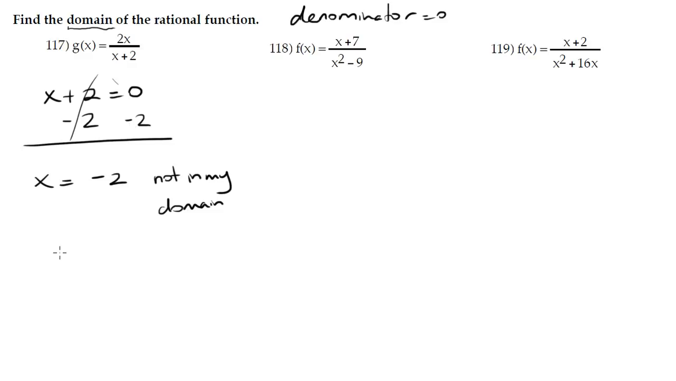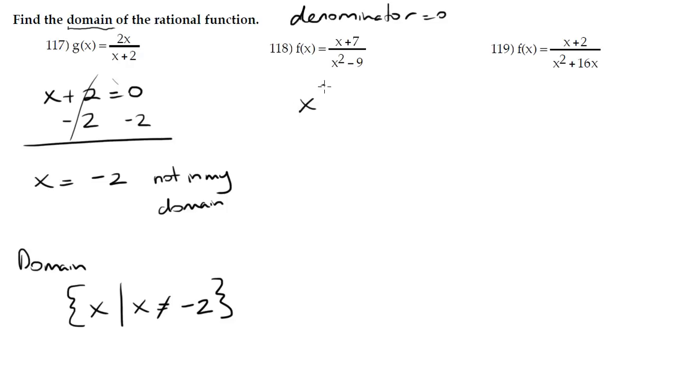So the way I would write that is my domain is the set of all x values such that x does not equal negative 2. That's the one value that x can't be. x can be anything else. I can substitute any other x value in here and get an answer, essentially. But if I substitute negative 2, my denominator is 0, this thing is undefined. So my domain excludes negative 2.